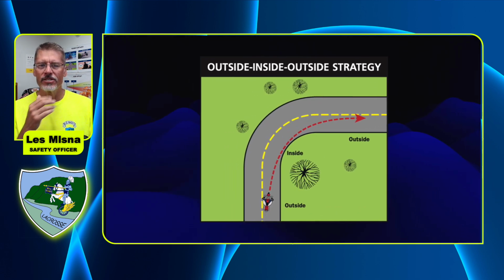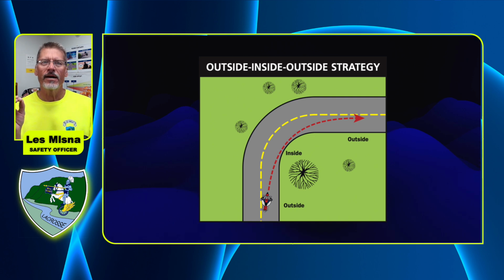Or we could use, like this diagram shows here, a performance type strategy of outside, inside, outside, which reduces the lean angle required and allows us to see further through our curve, but it gets us closer to the center line and shoulder. For any strategy we use, having a good entry speed is crucial so that we don't have to make any major speed or lane position adjustments in the curve.